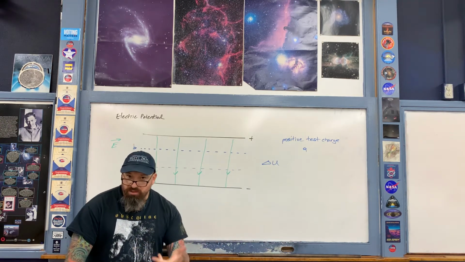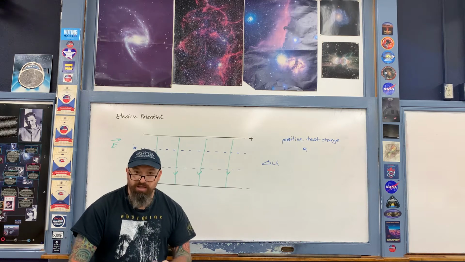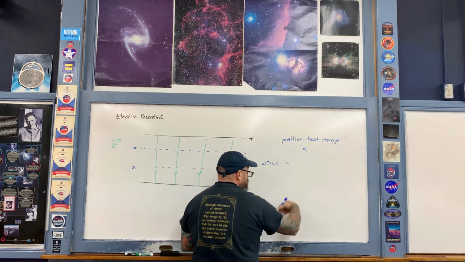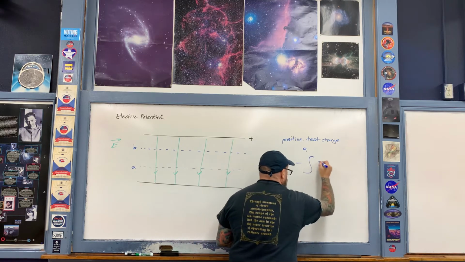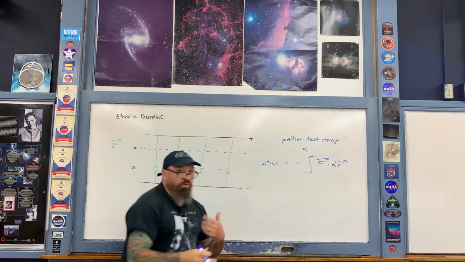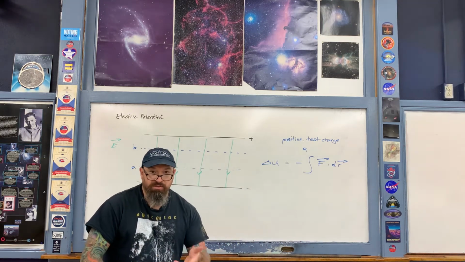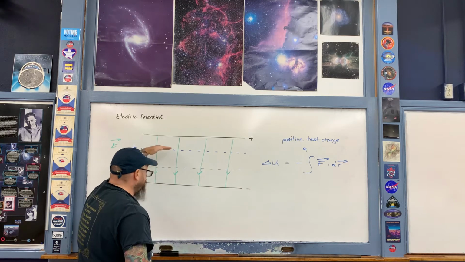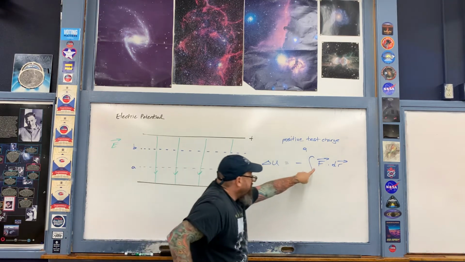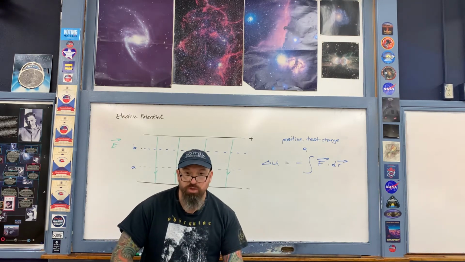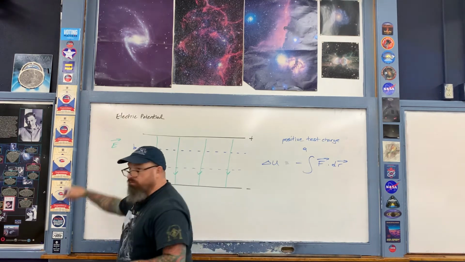In terms of an integral, we would describe that in the following way. Change in potential energy is equal to the negative work done by the electric field, where the work done by the electric field is the integral of the electric force as we go from point A to point B. Let's replace the electric force now with the test charge Q multiplied by the electric field E.